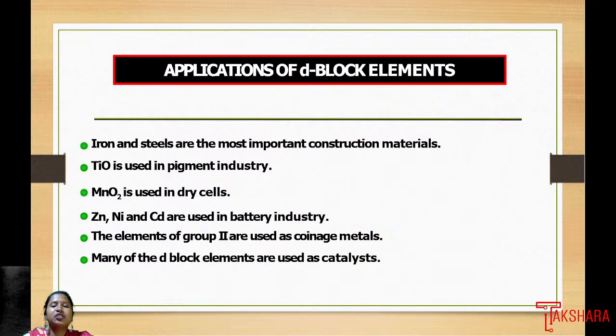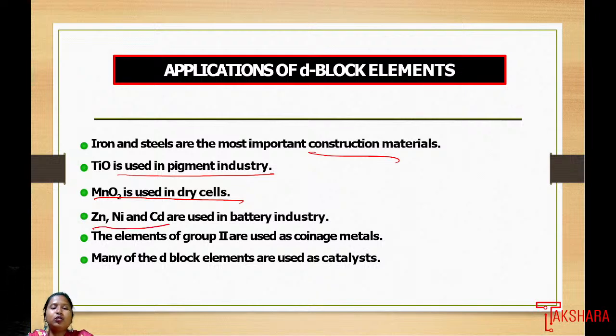Next we have applications of D block elements. Iron and steels are the most important construction materials. When it comes to construction, iron and steels play a very important role in the construction industry. Then titanium oxide is used in the pigment industry. Then MnO2, manganese dioxide, is used in dry cells.